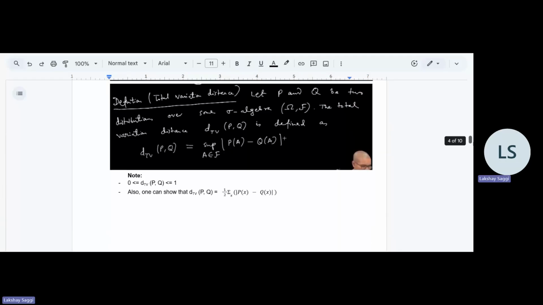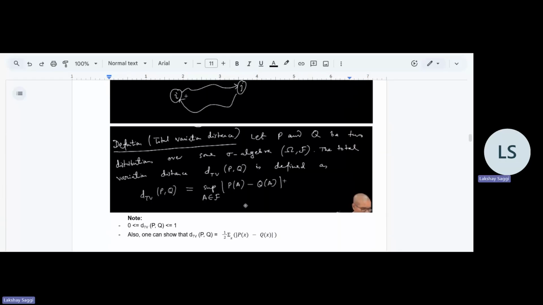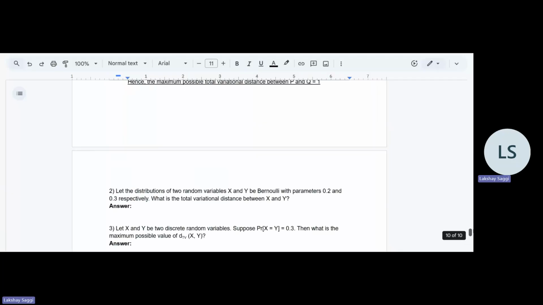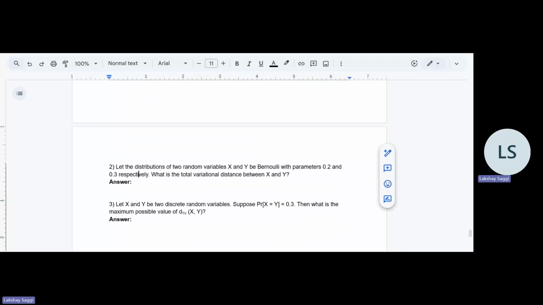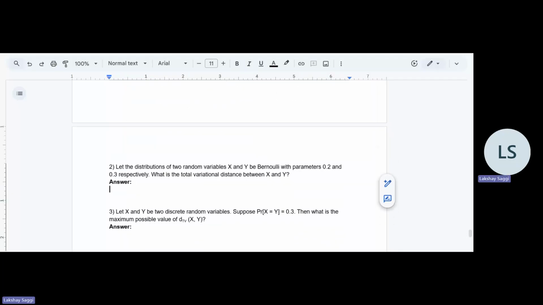There are two ways to look at this. One way is finding the supremum over all possible sets of values, or the other is calculating it using this formula. So we'll show it both ways so that both the definitions are clear to us.